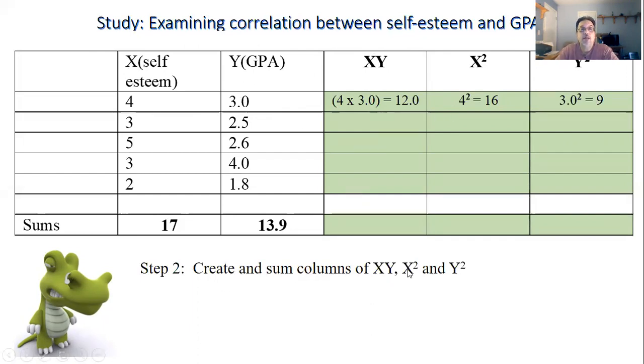So you can see from this, I'm asking you to create and sum the columns of X, Y, X squared, and Y squared. So fill out all the green bubbles here, and then I'll show you how you would have known that these were the columns to do. So fill out all the green squares, do the math that's required, then sum each column up, and then come back and check your answers. And then when you're done, unpause.